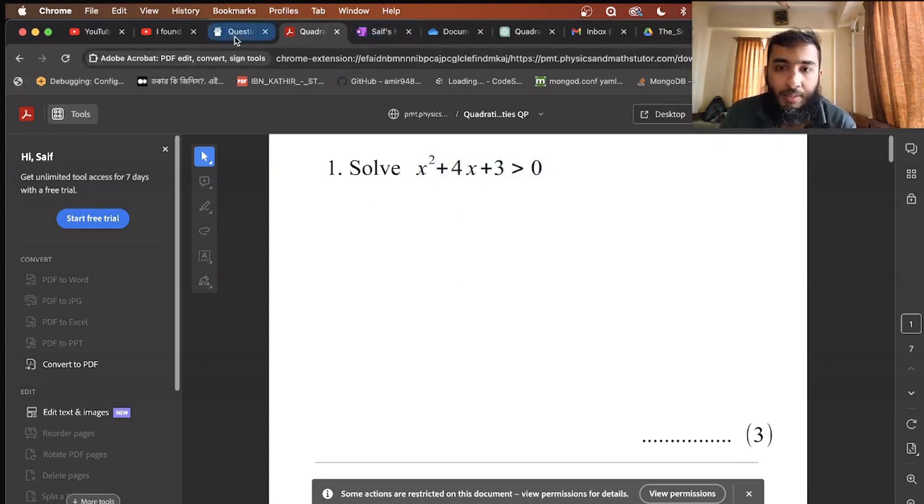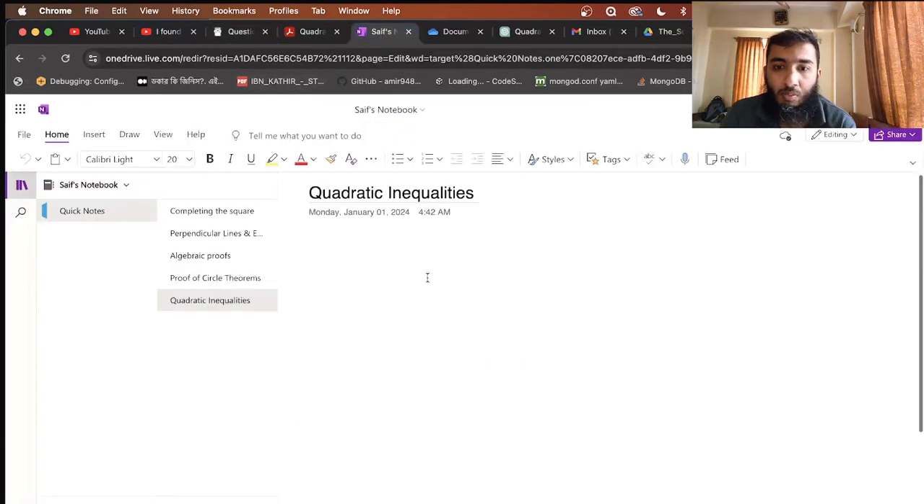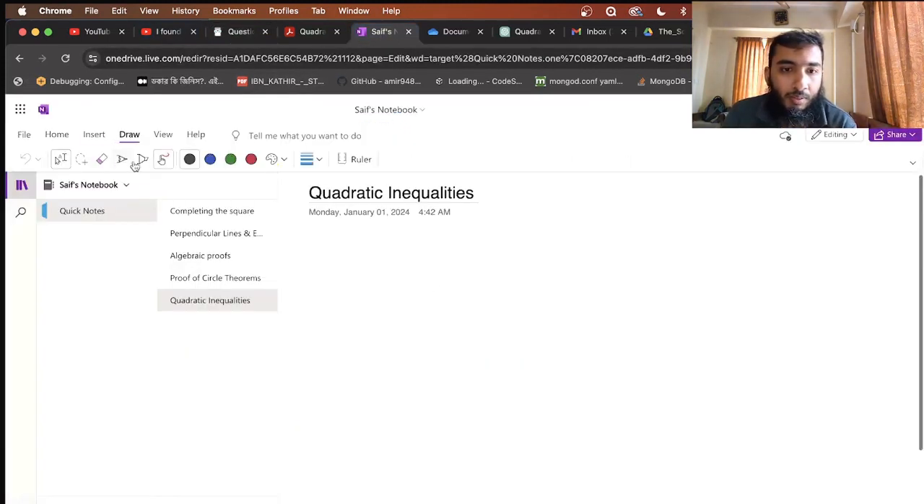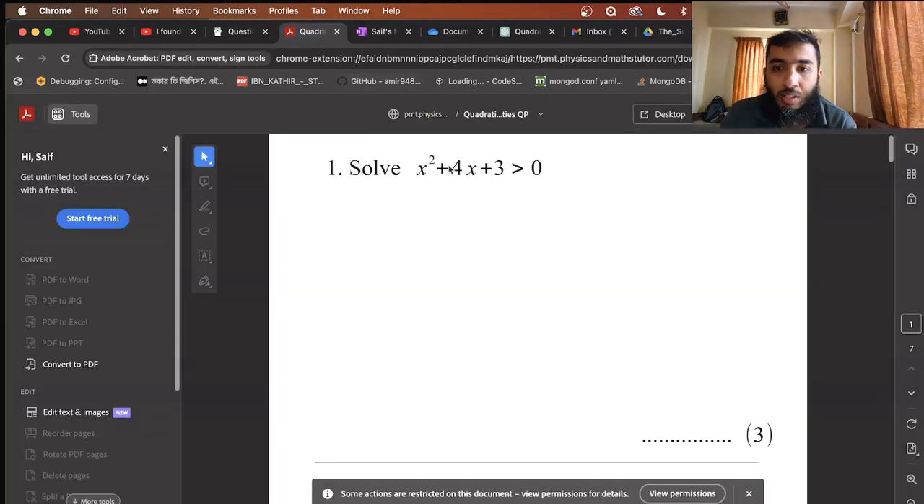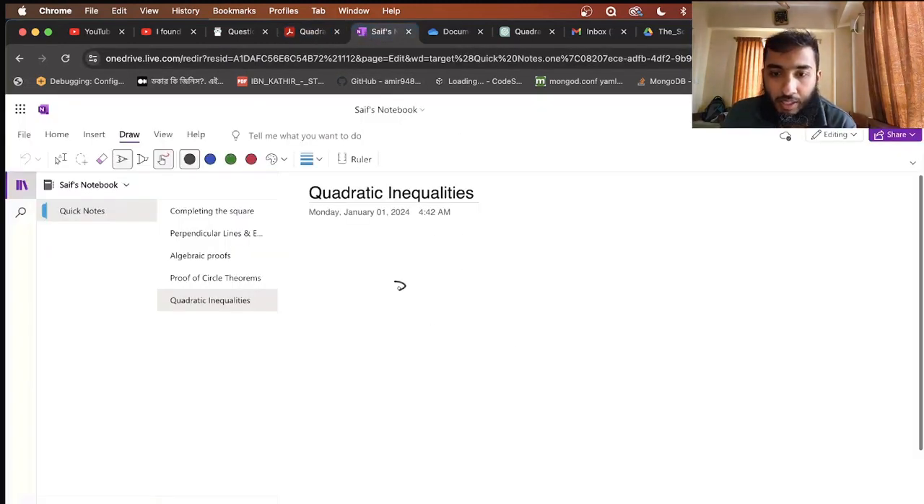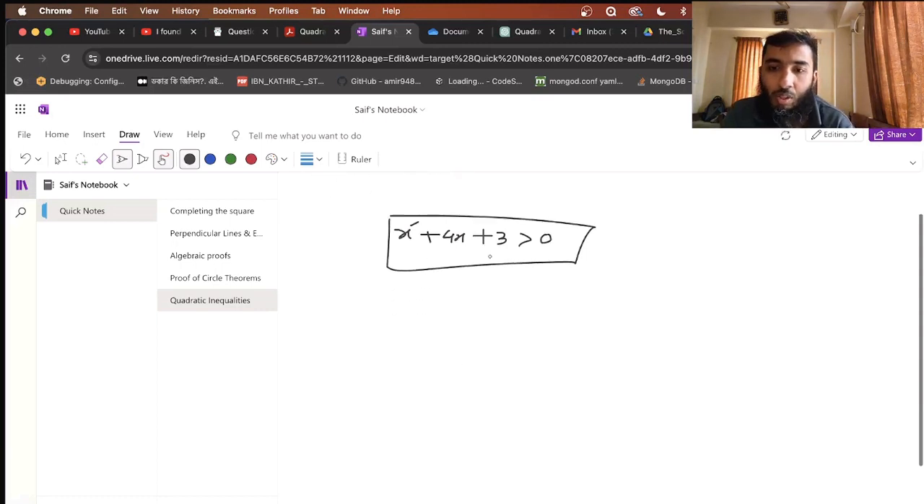If I go to my notepad, not this one, but this one, and use my pen tool: x squared plus 4x plus 3 is greater than 0. So you have to solve this inequality. How can you solve it? Let's first do the middle term split of this.